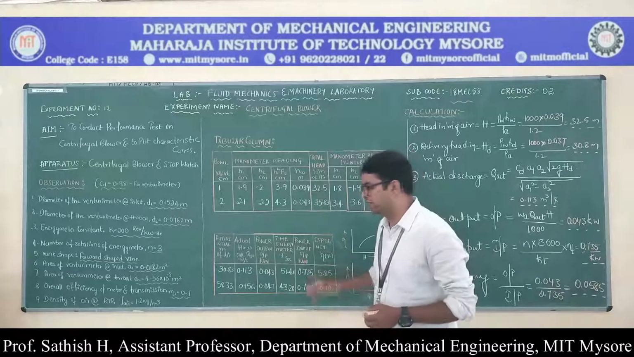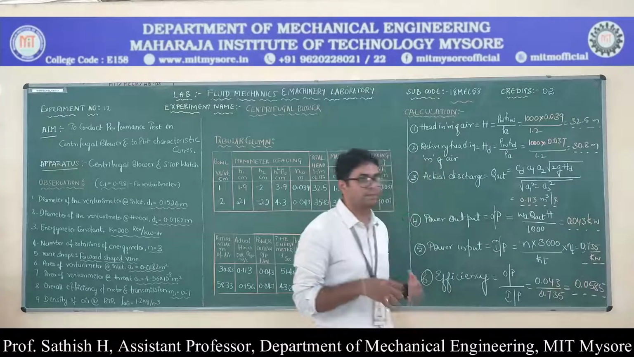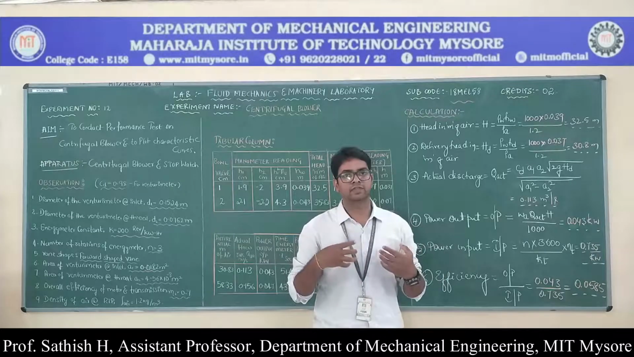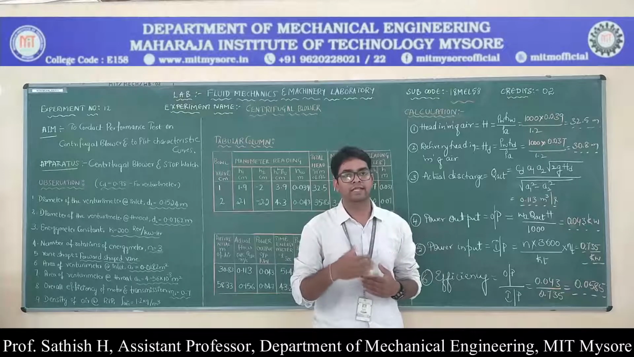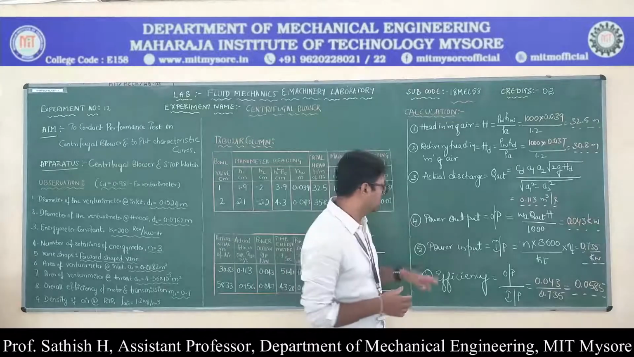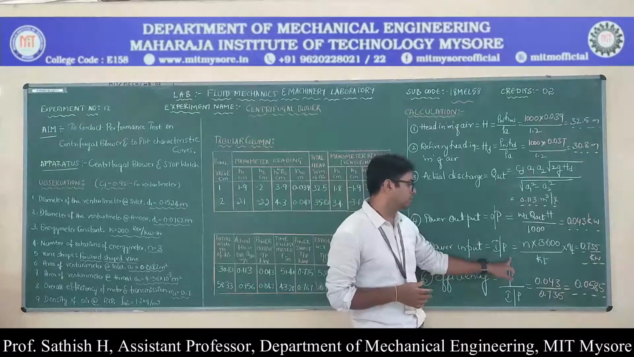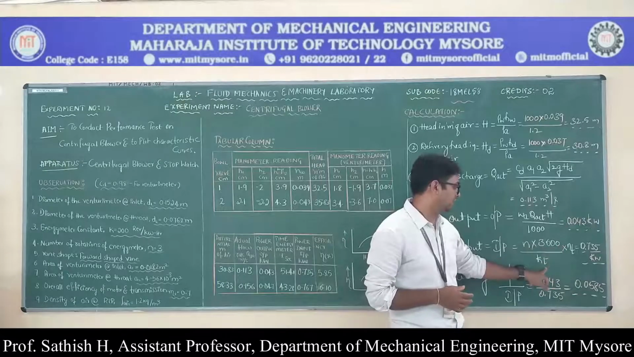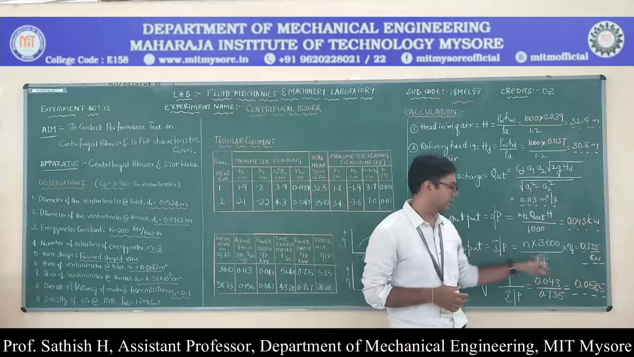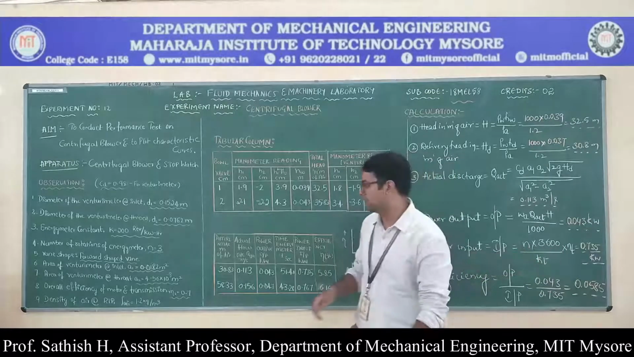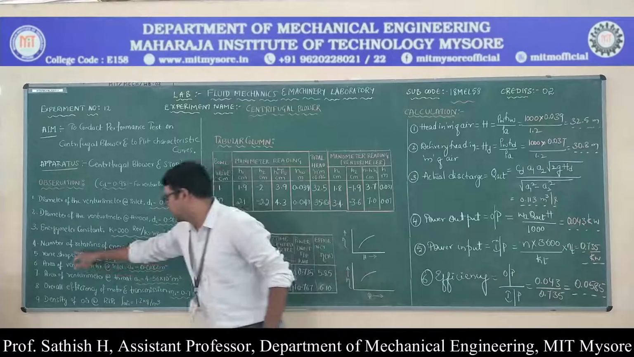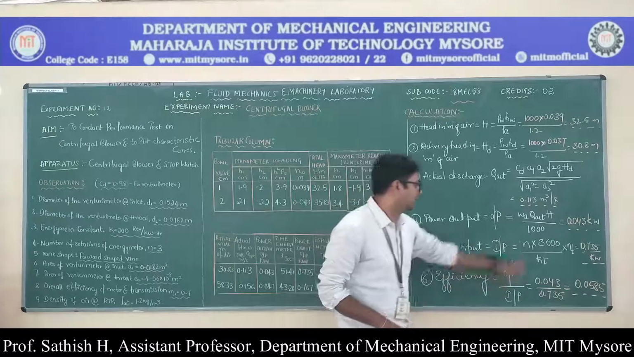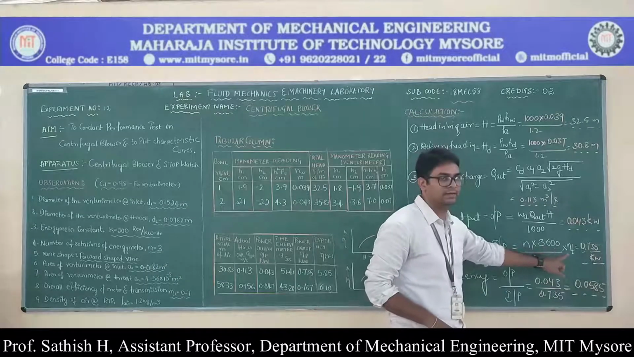Then we have to calculate the power input. What is the power we are giving to the centrifugal blower in terms of electrical energy with the help of this motor? So power input is equal to small n times 3600 divided by 3 times T into eta T. Small n is, from the observation, the number of rotations of the energy meter, small n equal to 3, multiplied by 3600, and eta T.